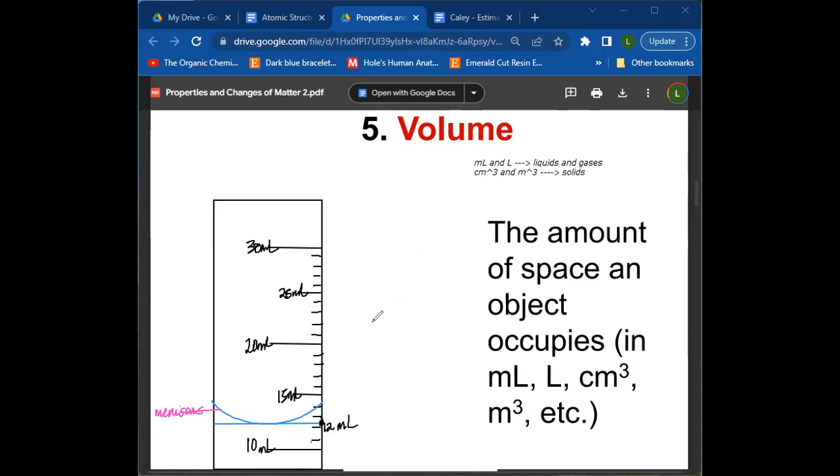So let's say we have our rock. What we're going to do is drop the rock into the graduated cylinder. And common sense is going to tell us that the water level in the graduated cylinder is going to go up. So let's say it goes up to about here. Maybe let's make it about 20 milliliters, so that when we read from the bottom of the curve, it's at 20 milliliters.